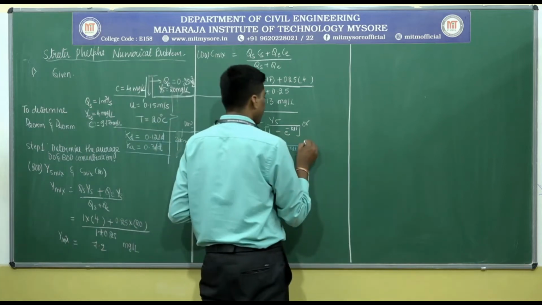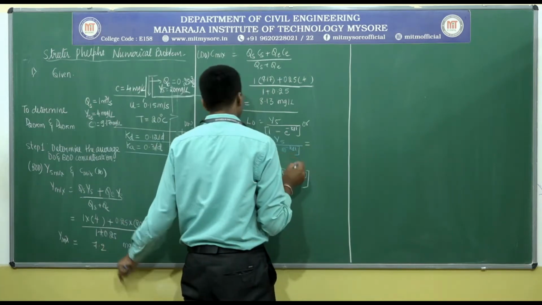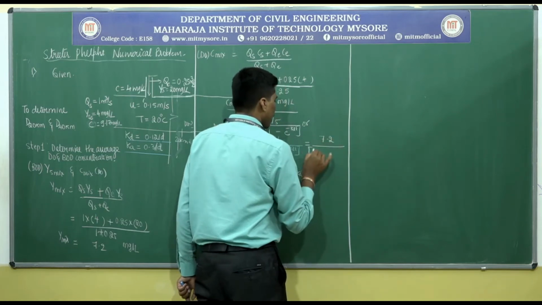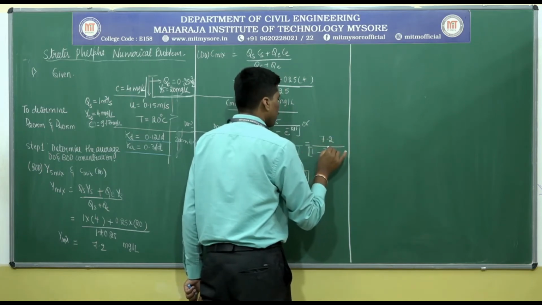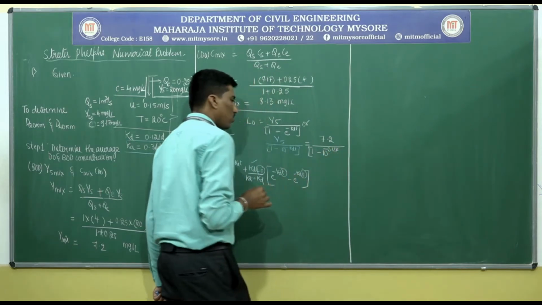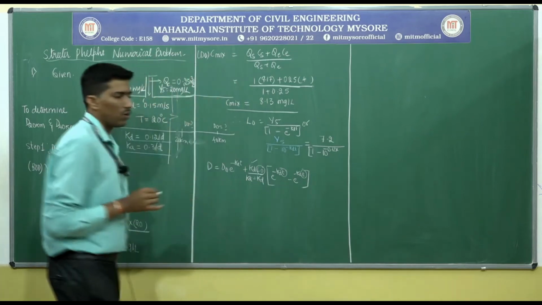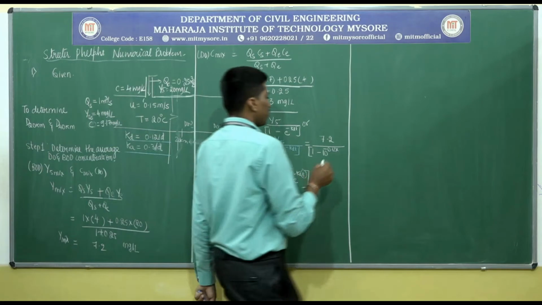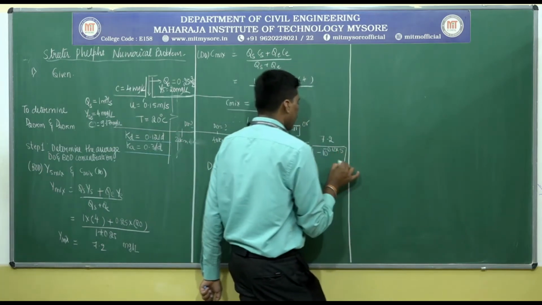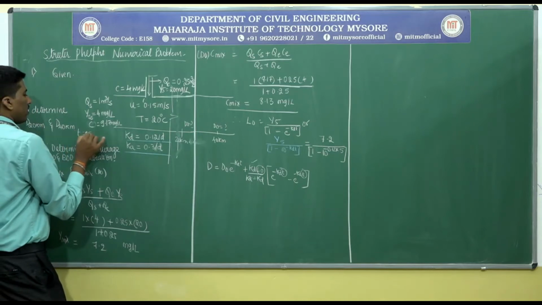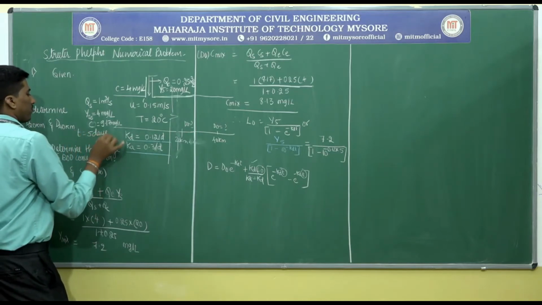Next, Y mix is equal to 7.2 divided by 1 minus 10 raised to minus Kd T. The Kd value is 0.12, and I have to find the T value also. T is normally 5 days, because for BOD the time is given as an interval, so T is equal to 5 days.